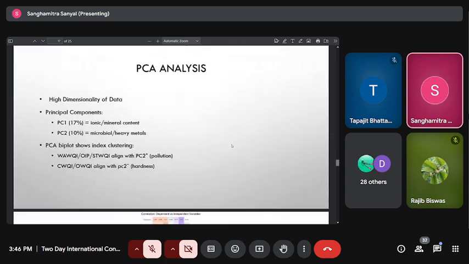Overall, we can conclude, number one, that both types of data are extremely high dimensional. Principal component one is mostly about ionic or mineral content. Principal component two is mostly about microbial data and heavy metals. The biplot shows clustering where WAWQI, OIP, and STWQI cluster together with principal component 2, which is mostly about pollution. CWQI and OWQI align with principal component 2 in the negative direction, and align strongly with hardness.